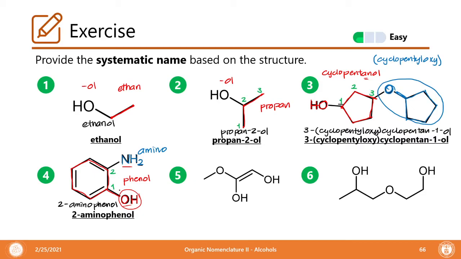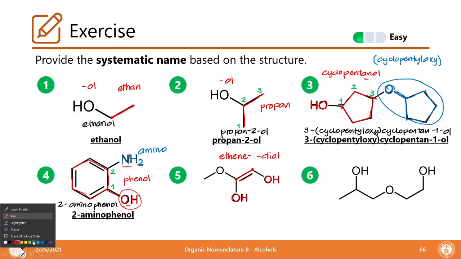Number 5. Okay, so let's define. We have 2 alcohols here, OH, OH. That's our highest priority group. This is not an alcohol, this is an ether. Okay, so we only use these 2 to define the parent name. This is a diol, okay, because it's 2 alcohols. And then the parent chain is here, 1 and 2. So this is an ethene. Okay, ethene diol.